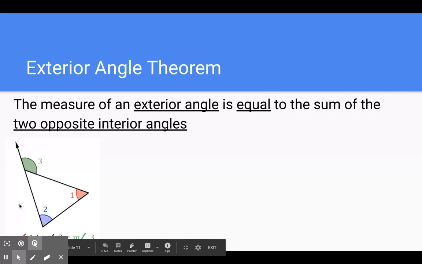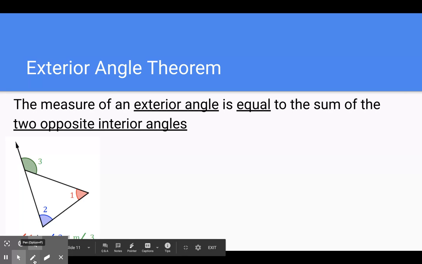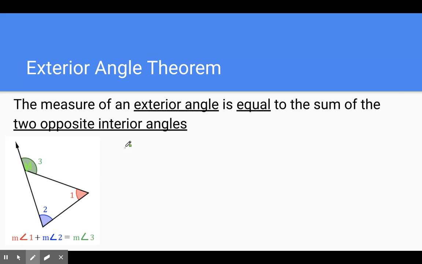Okay, and now the exterior angle theorem says that the measure of an exterior angle is equal to the sum of the two opposite interior angles, right? So if we take a look here, angle 3 is in green, right? It's here in green. That's an exterior angle because, look, it forms a linear pair, right? That forms a straight line with that interior angle.